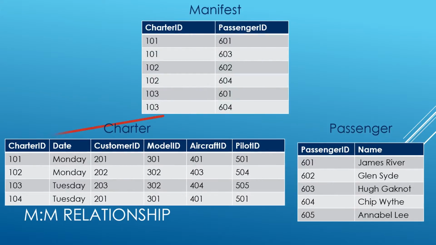Now let's come back and deal with our many-to-many relationship. You remember in our many-to-many relationship, we create a bridge table. In this case, we called it manifest. And our primary key of the bridge table is the composite of the primary keys that we are bridging together, which would be charter ID and passenger ID. So manifest is our bridge table. So that deals with our many-to-many relationship.